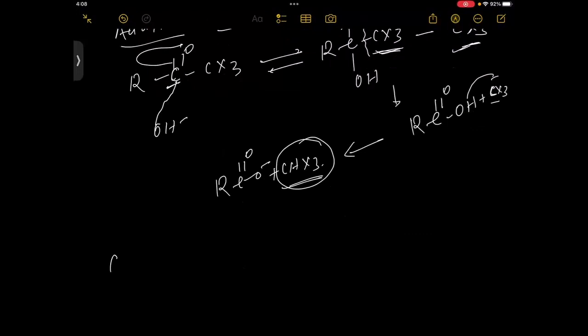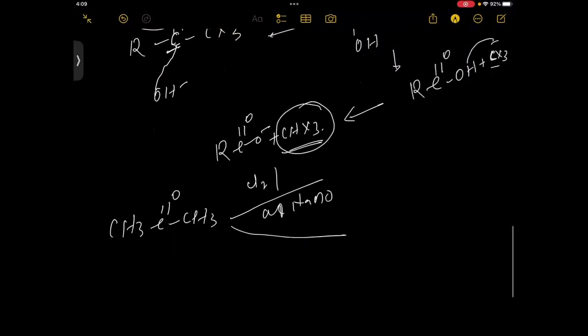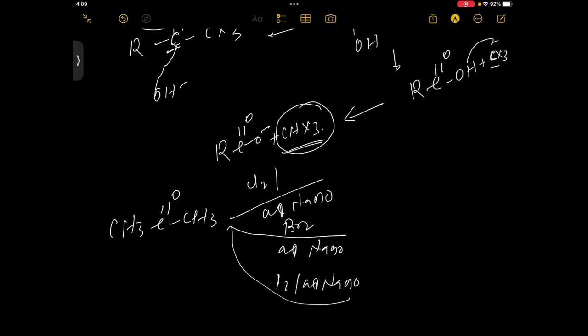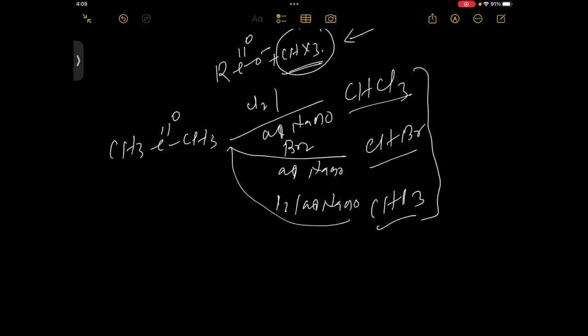So now my question to you, students: what do you think? CH3, C double bond O, CH3 you have, okay? My question to you, what do you think? Cl2 and we have taken aqueous NaOH, or we have taken Br2 and aqueous NaOH, correct? And we have taken I2 and aqueous KOH. Here is the forming CHCl3, here is the CHBr3, here is the CHI3. What do you think? Will the rate of formation be different or not? Just tell me. Think about it.